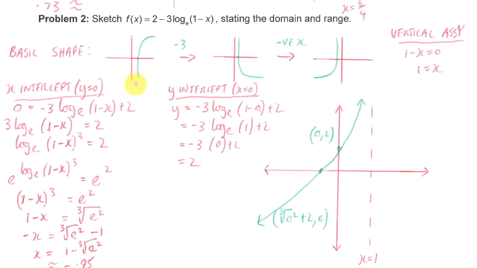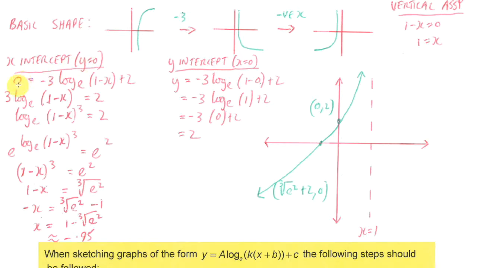So what I've got is a basic exponential, like so, but I've got a reflection in the x-axis because of this, and also a reflection in the y-axis. So that, because of the negative 3, is going to become this, and then that is going to be reflected in the y-axis to become that shape there. That's what I should get. Vertical asymptote: 1 minus x, make it equal to 0, solve for x, so I have x equaling 1.